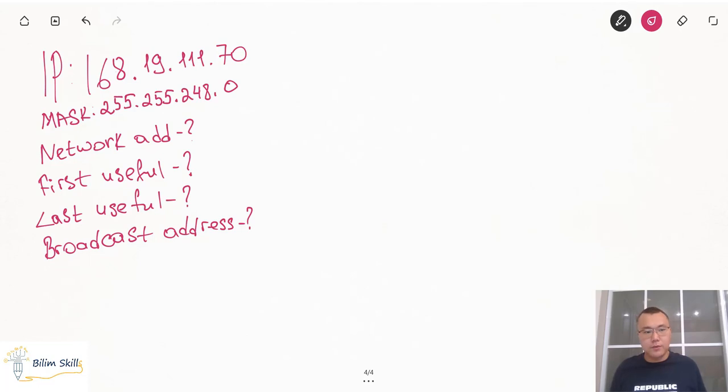In a previous lesson we learned about the network address, the subnet mask, and the prefix. In this lesson we want to consider the first useful, last useful, and broadcast address.